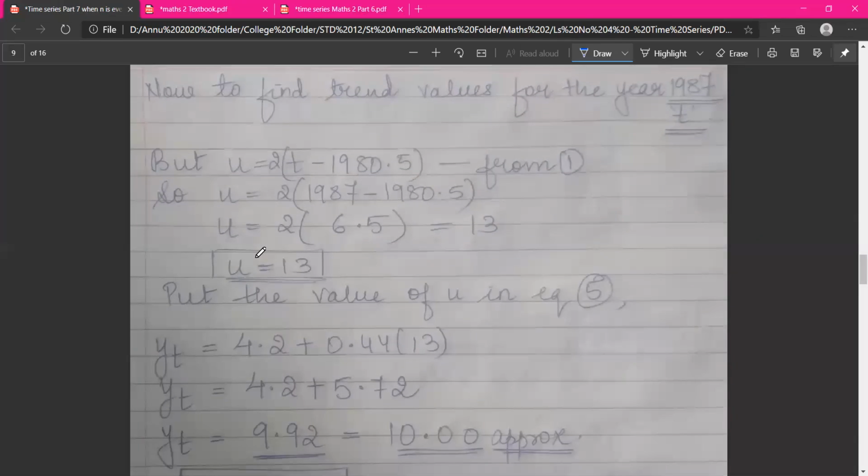So we'll continue with that. Now to find the trend value for the year 1987. So 1987 is nothing but the value of T. But हमने T को किससे replace किया है? We have replaced it by U.